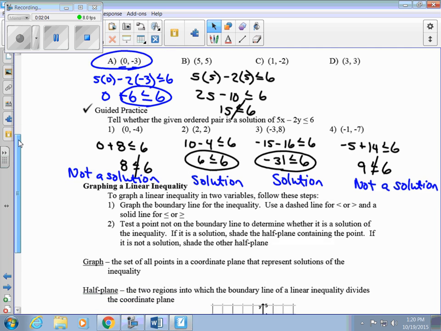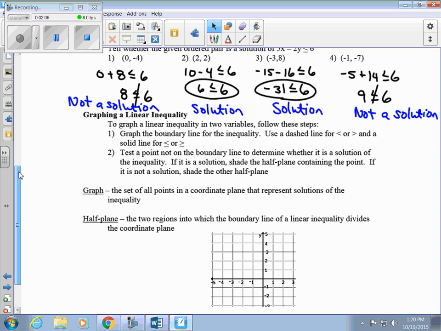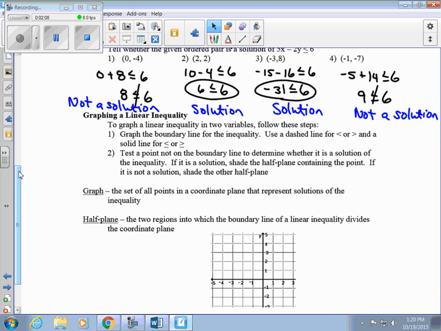So the next thing we're going to talk about is graphing a linear inequality. Well, this is just like graphing a line, only now we're going to have one or two things a little bit different. We're going to graph an inequality. So first step, we're going to graph the boundary line of the inequality. So we're going to pretend that this is an equation, sort of. Use a dashed line for less than or greater than.